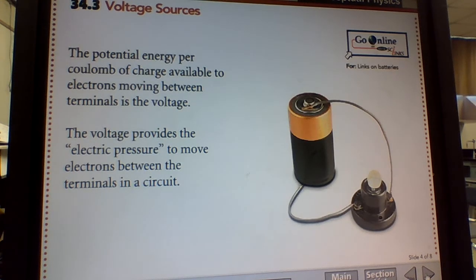And so here we have a battery connected to a light bulb in a very simple circuit. Again, we'll talk more about that in chapter 35. But potential energy per coulomb of charge is going to give us our voltage. Again, the voltage is the difference in what's at one end, the negative end, and what's at the other end, the positive end. And so this provides, again, the pressure to push those electrons around inside of the circuit.